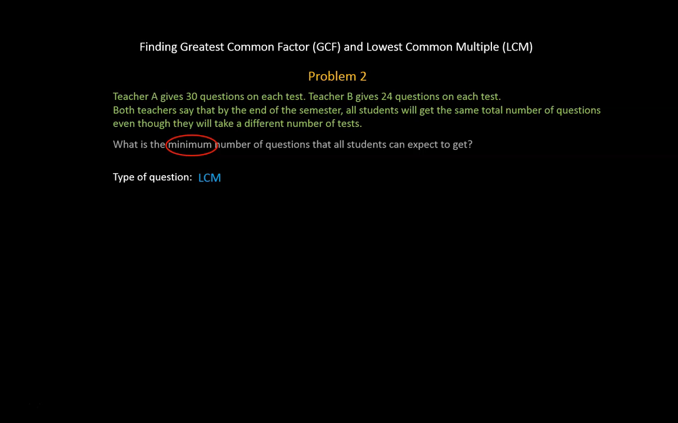So let's find the lowest common multiple for 30 and 24. 30 factors into 6 and 5. 24 factors into 6 and 4. We have 6 as a factor that's common to both, and there is nothing common between 5 and 4. So 6 will be our greatest common factor. For the lowest common multiple, let's use the trick that was previously shown by multiplying the 30 and 24 together, dividing by the greatest common factor of 6, and that gives us 120.